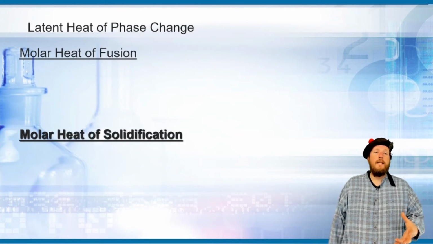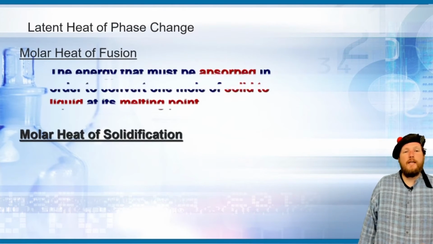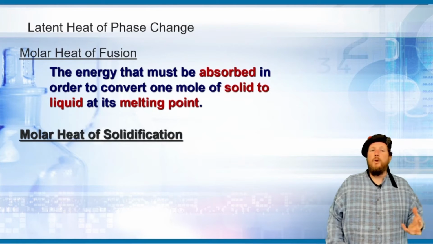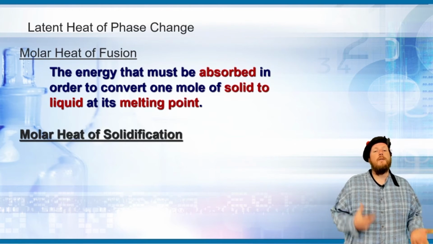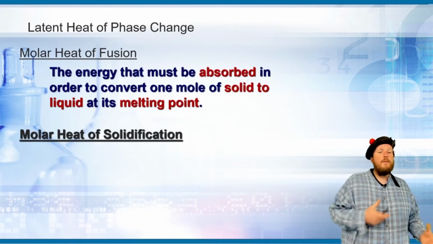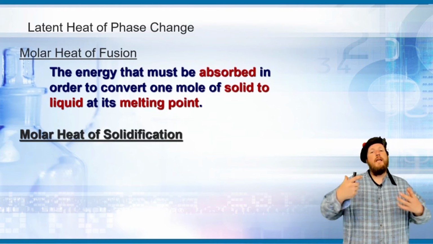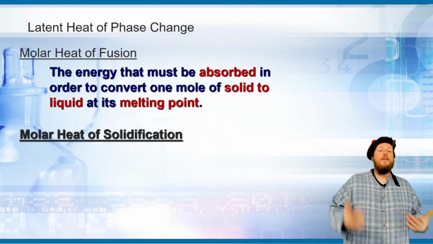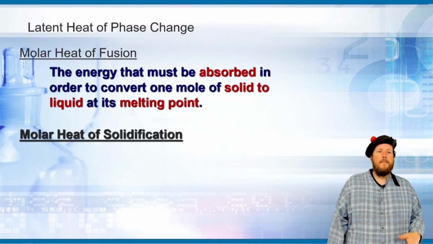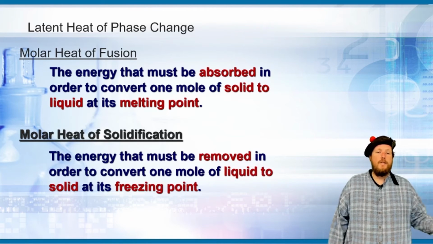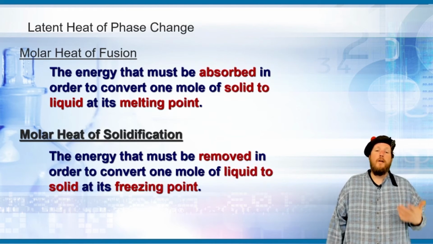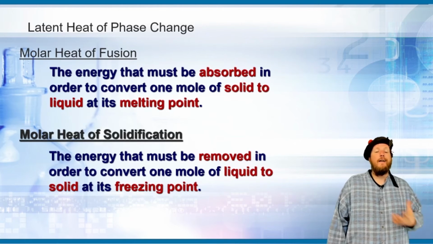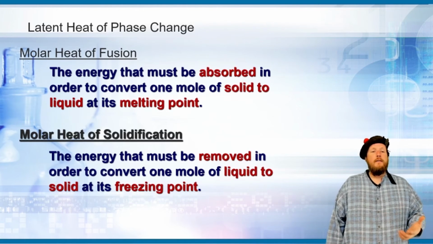So there's also latent heat of phase change. So there's the molar heat of fusion, which is the energy that must be absorbed in order to convert 1 mole of solid to liquid at its melting point. So this isn't about just changing the temperature, this is about the energy that has to be absorbed to go from solid to liquid, to melt something. There's the molar heat of solidification, which is the energy that must be removed in order to convert 1 mole of liquid to solid at its freezing point.